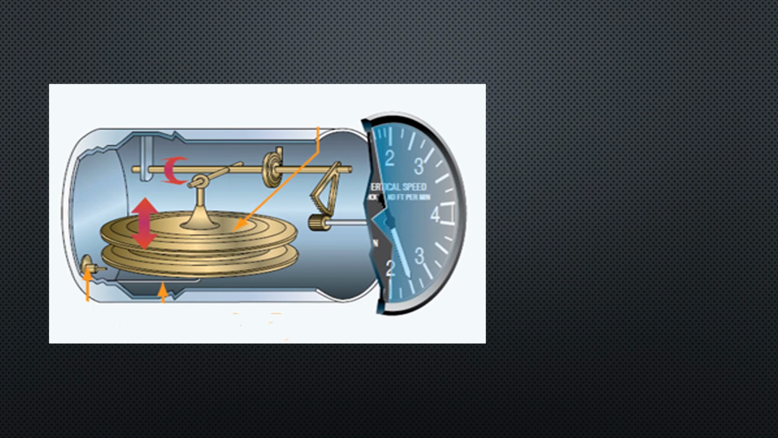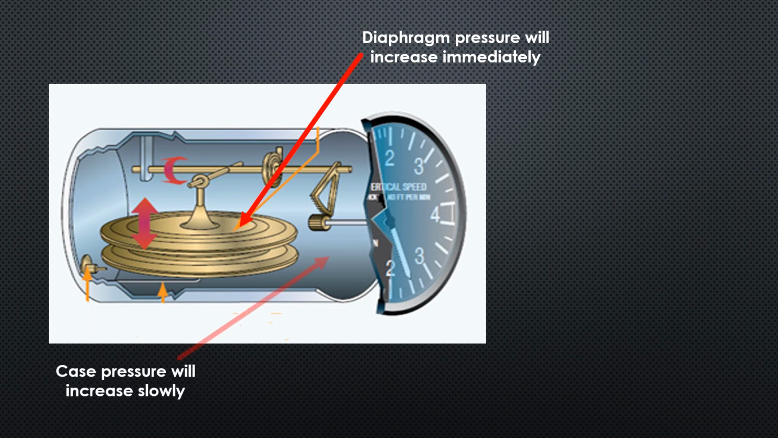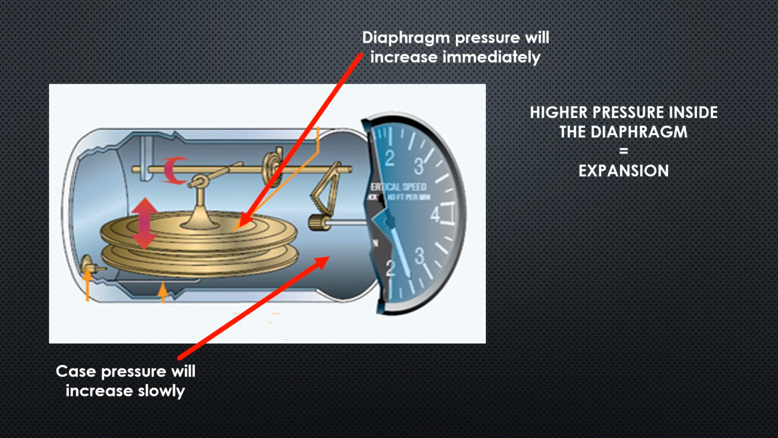For example, if the pilot initiates the descent, the diaphragm pressure will immediately increase, matching the outside pressure. However, the case pressure will increase more slowly. This leads to a higher pressure inside of the diaphragm than its surrounding and causes an expansion, which in turn indicates the descent on the VSI.